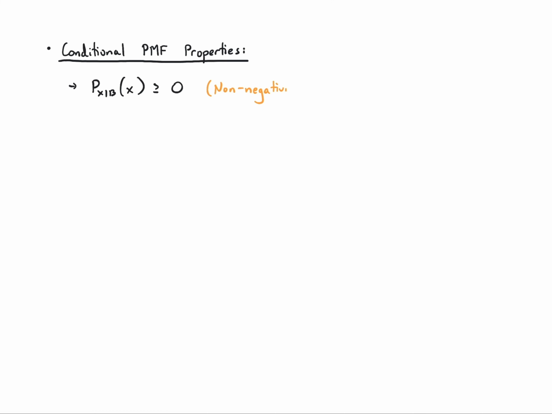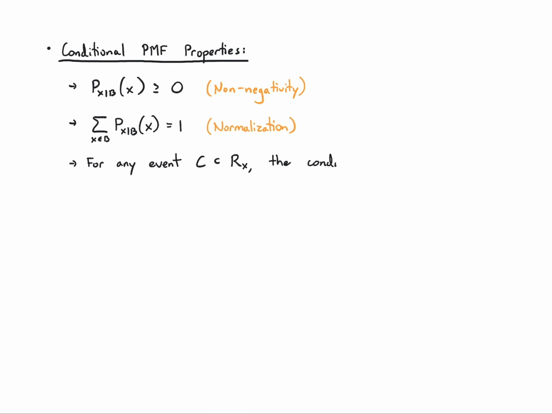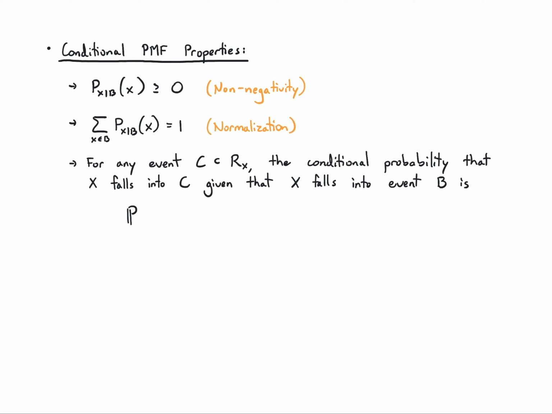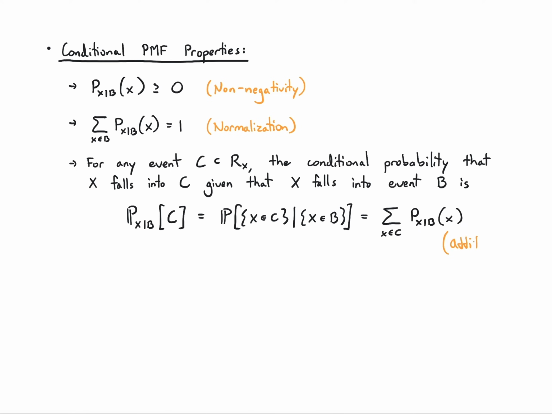I've hinted at this, but let's say it formally. The conditional PMF has all the properties of a normal PMF, so it has non-negativity, meaning you can't have negative values. If you sum it up over B, or even over the whole sample space, you get 1, so it has normalization. And for any event C, the conditional probability that your random variable falls into C, given that you know it falls into B, can be calculated as follows. The probability of X falling into C, given that it falls into B, is just the sum over C of the conditional PMF given B. That's additivity. And we could go further.